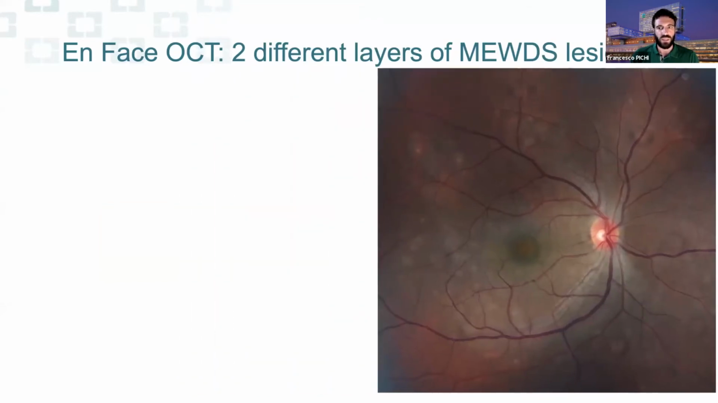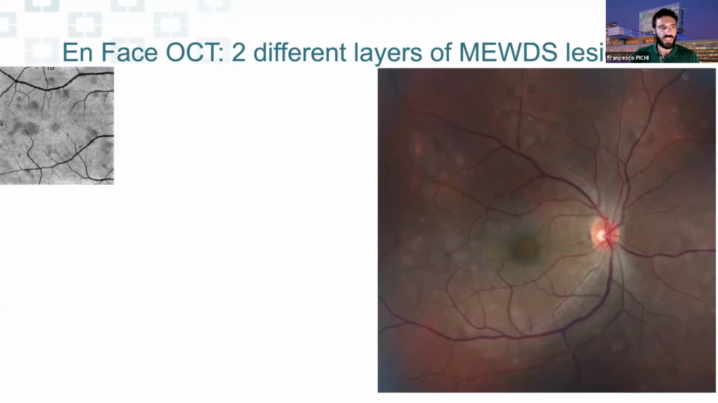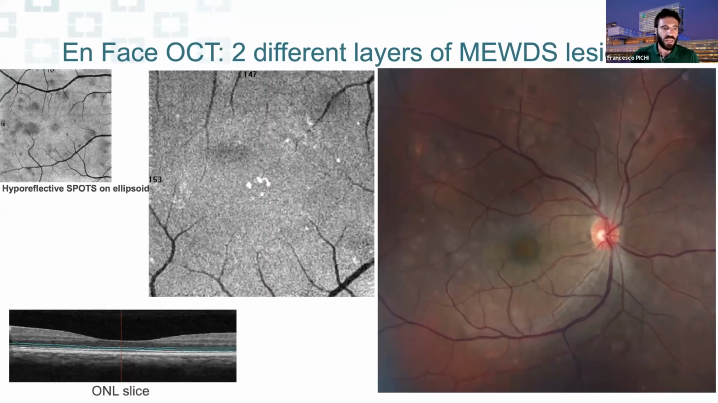Well, we did a study using en face OCT, and we showed that these spots are very visible on the en face OCT at the level of the ellipsoid. You can see them, they're hyperreflective and they're very, very visible. And if you move the slice of the en face OCT just a bit towards the vitreous and you slice at the level of the outer nuclear layer, you're able to see the spots. These spots are now hyperreflective. So with no use of dye, we're able to see dots and spots in MUTES.